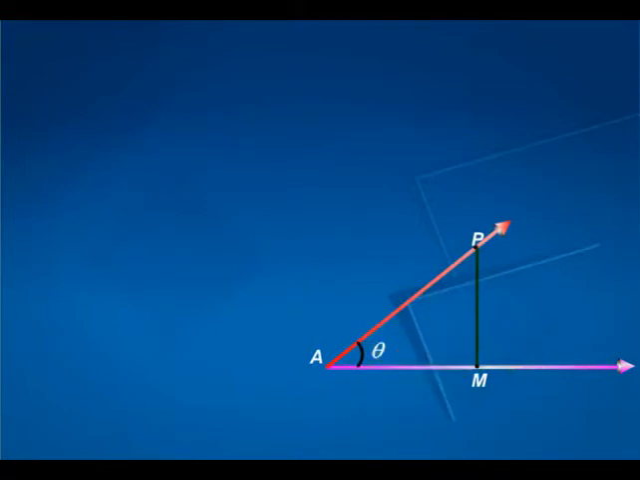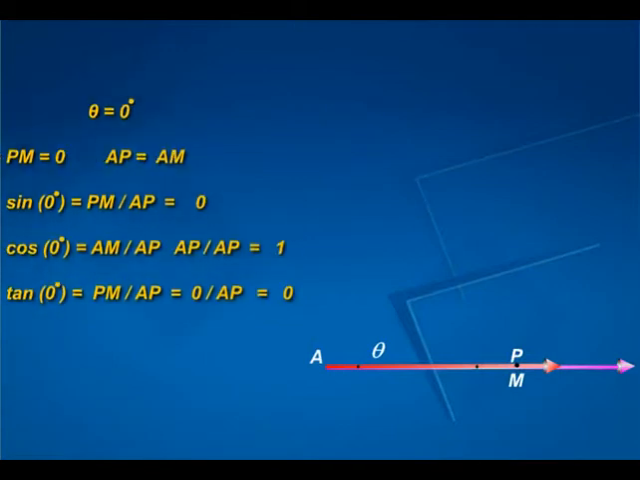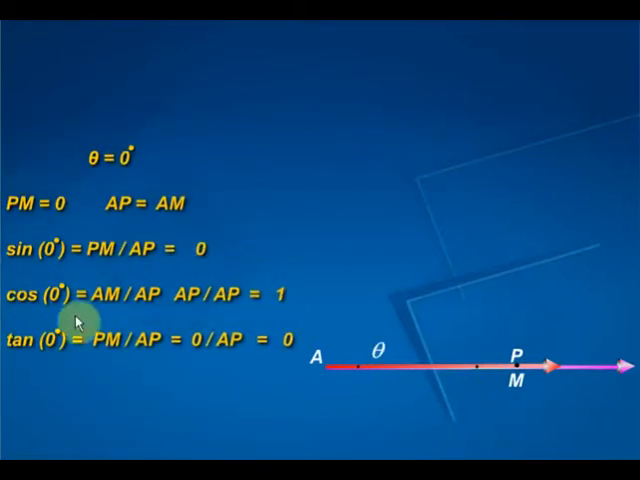Now if we say that this angle reduces and becomes equal to 0, then what we actually observe here is theta is equal to 0 and PM actually becomes equal to 0. Also AP is equal to AM. Thus the hypotenuse actually becomes equal to the base. So we say that PM becomes equal to 0 and AP would be equal to AM.